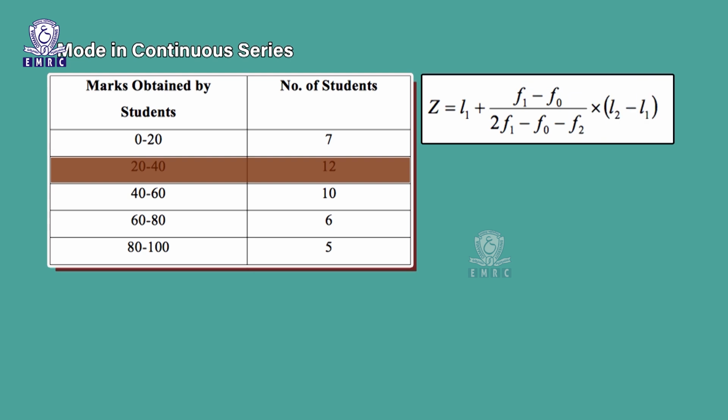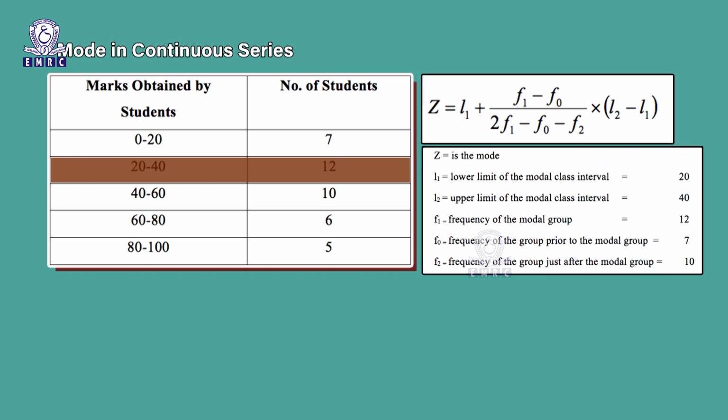Z is equal to L1 plus F1 minus F0 divided by 2F1 minus F0 minus F2 into L2 minus L1, where Z is the mode, L1 is the lower limit of the modal class interval, that is nothing but 20, L2 is the upper limit of the modal class interval, that is 40, F1 is the frequency of the modal group, that is 12, F0 is the frequency of the group prior to the modal group, that is 7, and F2 is the frequency of the group just after the modal group, that is 10.